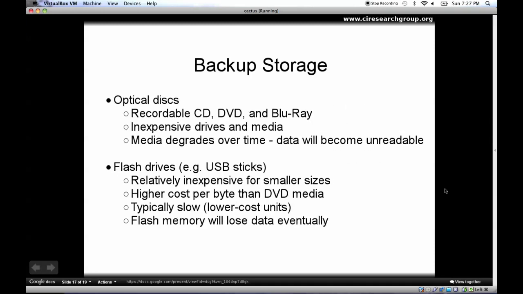Backup media include optical discs such as recordable CDs, DVDs, or Blu-ray. These optical discs are nice because they're inexpensive, however they do degrade over time. Scientists are still working on the details of exactly how long, but it is known that data will become unreadable eventually. Flash drives, such as USB sticks, are also inexpensive, although a bit more expensive than DVD media. They're slow, sometimes slower than DVD media, and they themselves will lose data eventually due to electrical properties inside the flash memory.